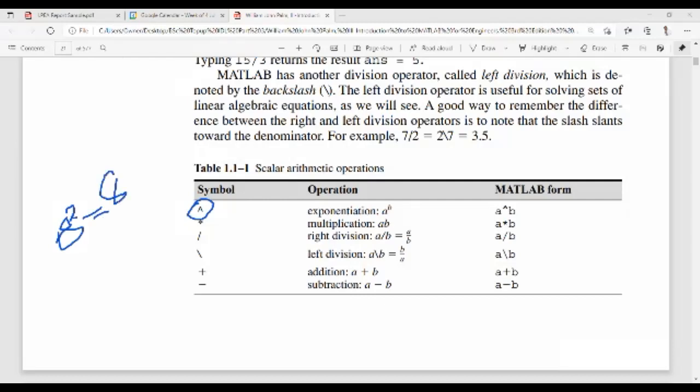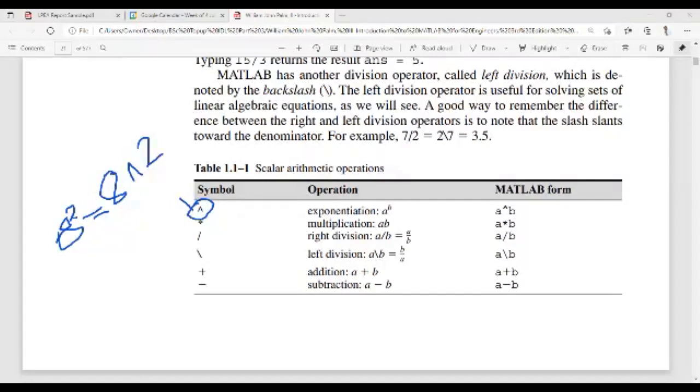8, then I will use this symbol, raised to the power. So instead of going down there, let me undo. So I will type it this way, then 2. Are you okay with what I've explained? So this means raised to the power.